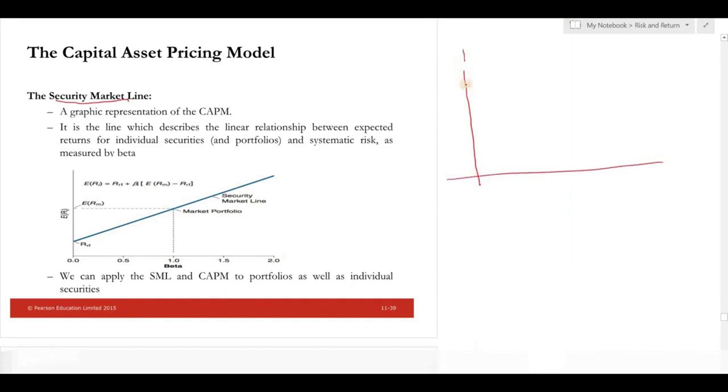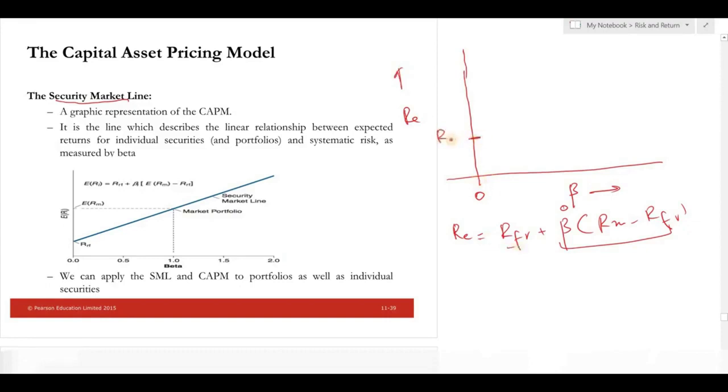So it means if there is no beta, you can follow the equation: RE is equal to RFR plus beta times (Rm minus RFR). So if beta is 0, this part will become 0, so our RE would be RFR, and this is the beta here. If beta is 0, we will have RFR. If beta is 1, it means it should increase with the beta. So if we keep on increasing this beta, our expected return will also increase.